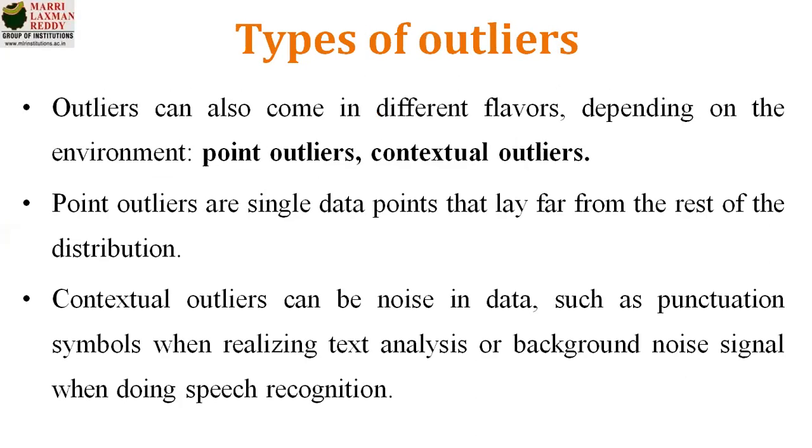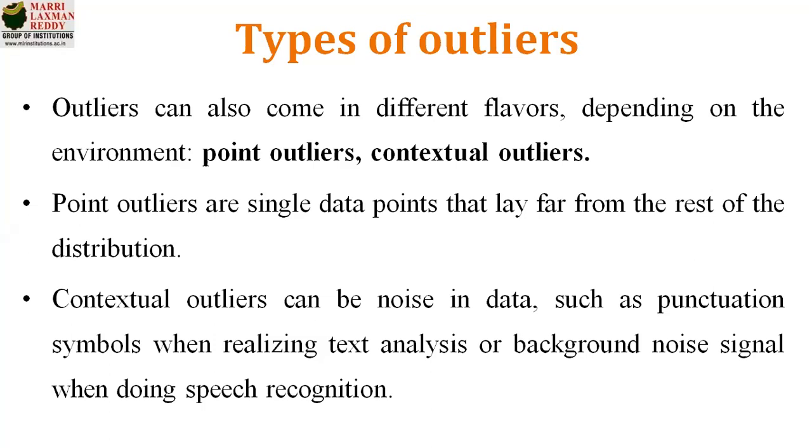So we need to develop or train a model to identify outliers for us. You can see outliers can also come in different flavors depending on the environment you are going to use. You have point outliers and also contextual outliers. So in examinations, if a question is asked to explain different types of outliers, you need to explain univariate and multivariate analysis, and also point outliers and contextual outliers, because point outliers are nothing but whenever you have univariate elements or single data points, it is called a point outlier.